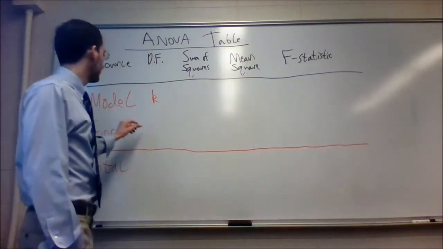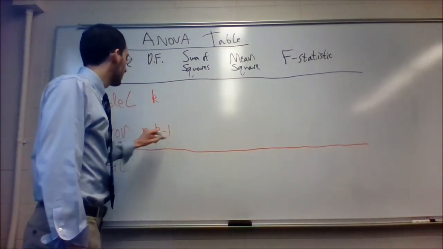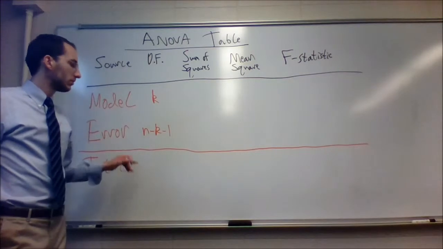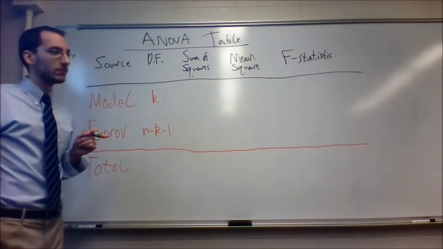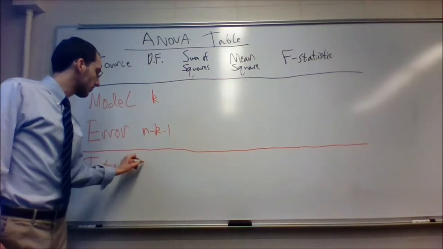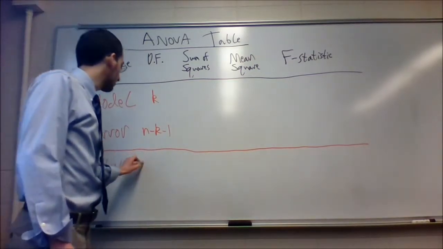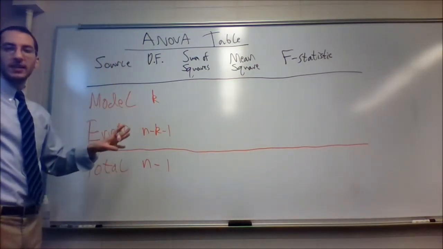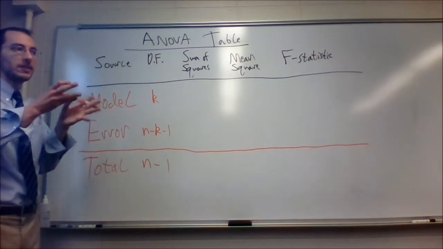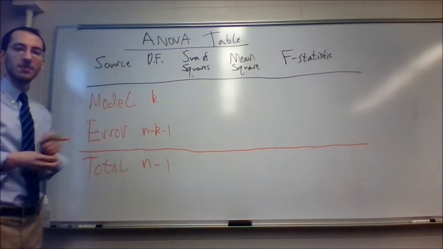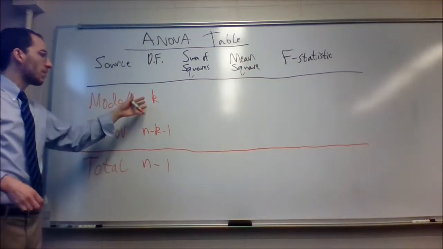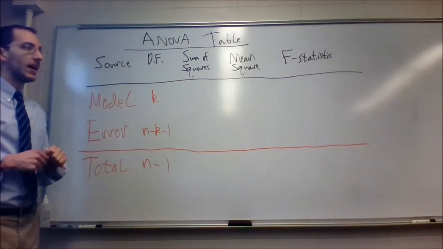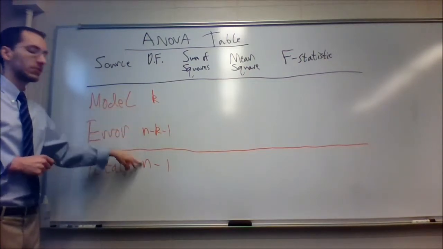And the error has n minus k minus 1 degrees of freedom, which we've seen on the other boards. And that my total degrees of freedom is just n minus 1. So degrees of freedom is a weird idea. I'm not going to go through a whole thing about how to define it and what it means. That's more of a stat theory type of thing. But we have degrees of freedom when we use our t-statistics and our F-statistics. And so this is the associated degrees of freedom in each one.